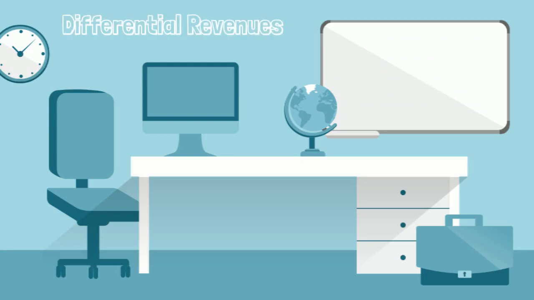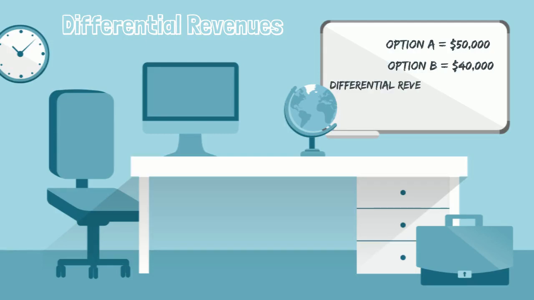Very similar, differential revenue is the difference between two revenue amounts. This is the same as differential costs, but only with revenues instead of costs. If option A has sales of $50,000 and option B has sales of $40,000, the differential revenue is $10,000. Differential costs and revenues are relevant costs.